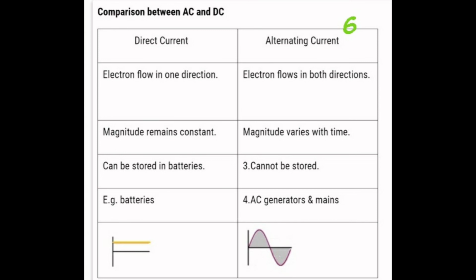Direct current can be stored in batteries, but alternating current cannot be stored in batteries. An example of direct current is batteries. An example of alternating current is generators and mains.